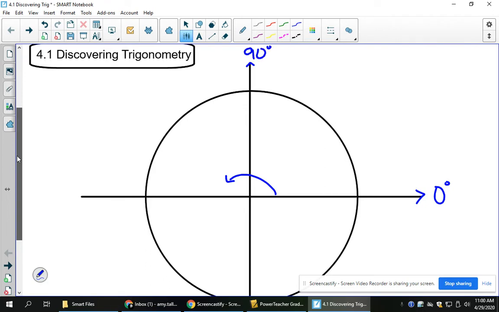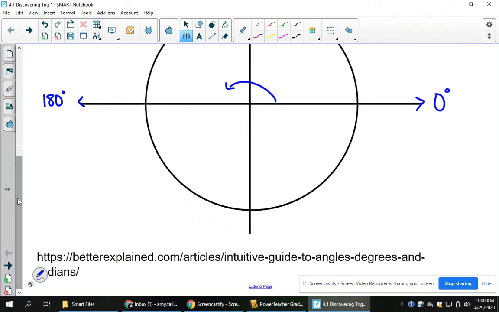90 degrees. Go another 90 and you end up here at 180 degrees. See what I'm doing? 270, and back at the positive x-axis would give us 360 degrees.